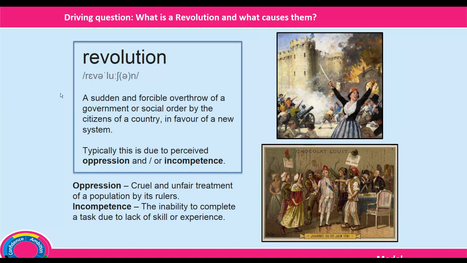Revolution, a sudden and forcible overthrow of a government or social order by the citizens of a country in favour of a new system. Typically, this is due to perceived oppression and/or incompetence. Oppression means cruel and unfair treatment of a population by its rulers. Incompetence, the inability to complete the task due to lack of skill or experience.